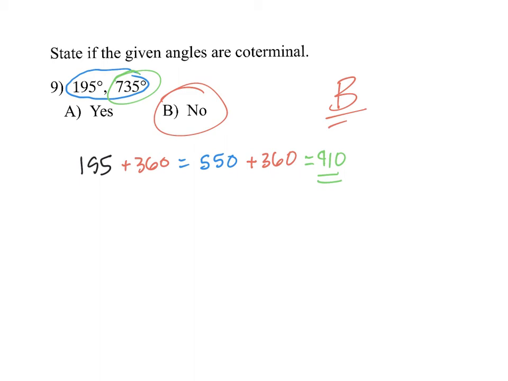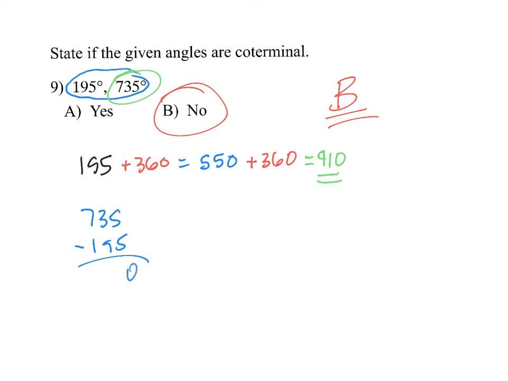All right. You could even do it this way too. You could take 735 and keep subtracting. You could subtract 195 and see if you hit 360. There's a bunch of different ways to do this. Let's do 735 minus 195. If we hit a multiple of 360, then we know they're coterminal. If we don't, then they're not.